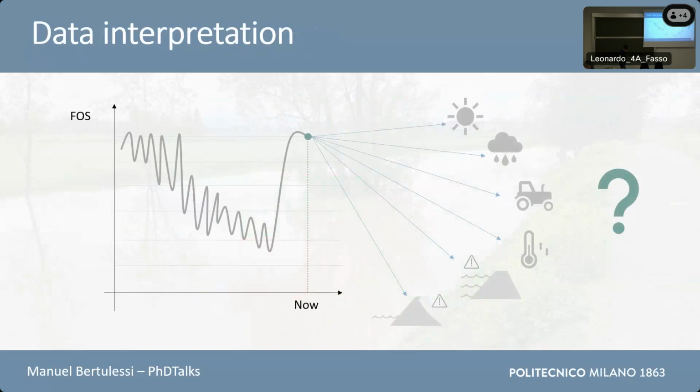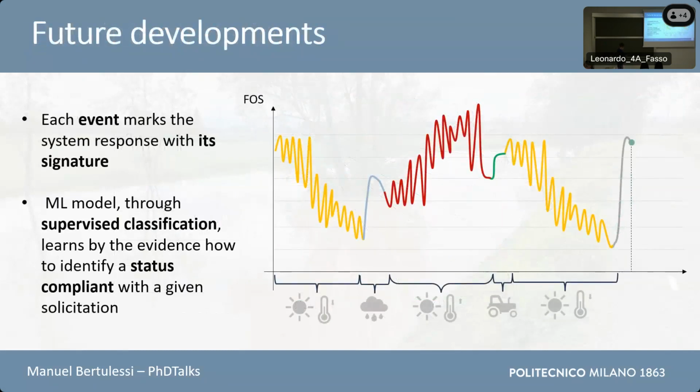How? We have to build this famous machine learning layer. Each event marks the system response with its signature. So we have the thermal excursion during the dry period, then we have the wet periods, then we have operations like cutting grass and so on. The response of the system in terms of optical attenuation is marked by these events. So by using supervised classification, we want to learn from the evidence how to recognize a status that complies with a given solicitation.